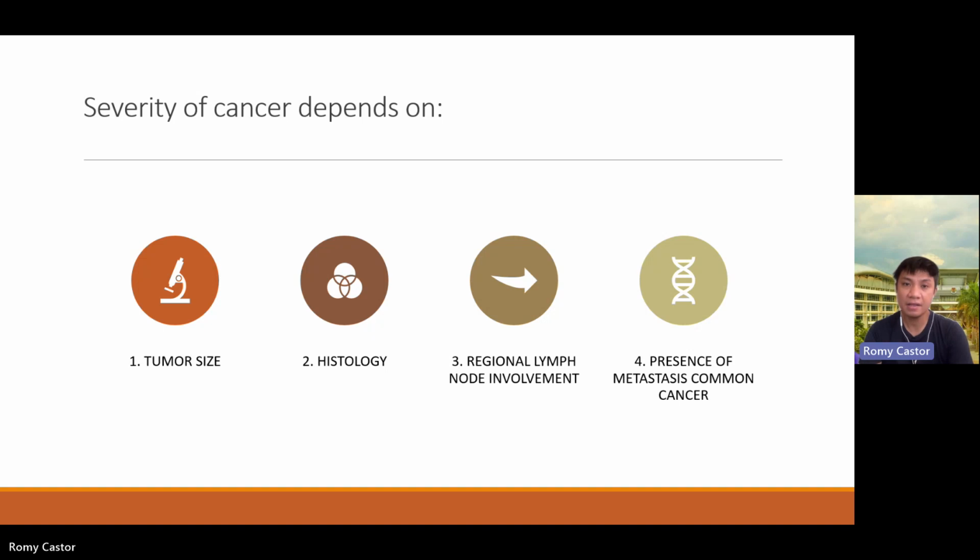Okay, then the severity of the cancer depends on the tumor size. Of course, the bigger the tumor, the more advanced the stage of the disease. We also have the histology involved, that's the alteration of the tissues under the microscope. We also have the involvement of the lymph nodes, or of course, metastasis. So pag may involvement ng lymph nodes or nag-metastasize na, we consider this more advanced and more severe na cancer.